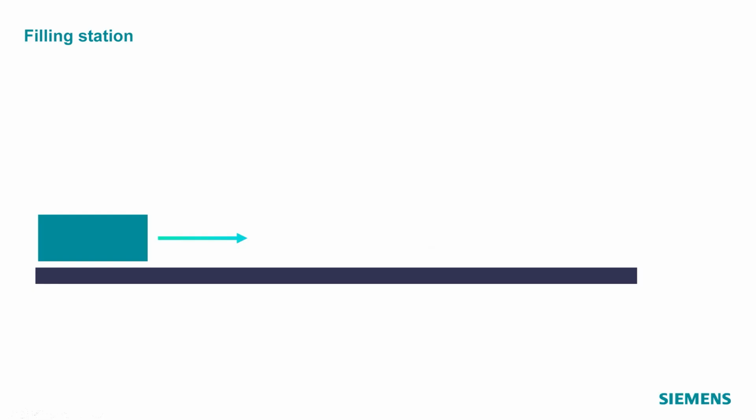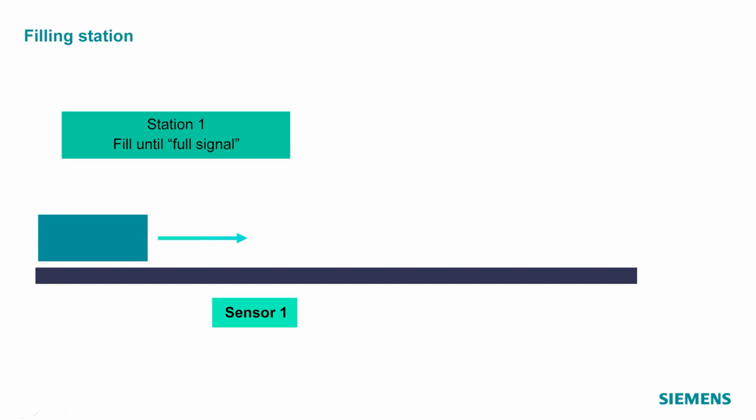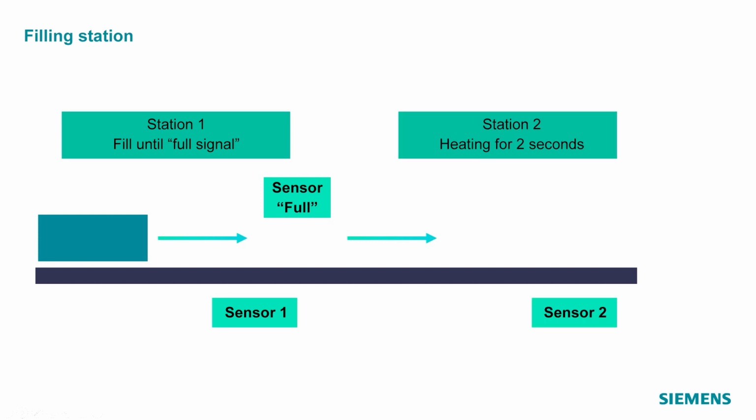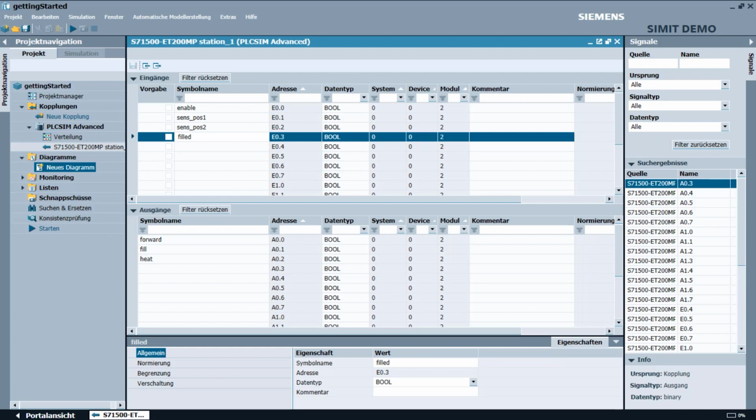Now the machine behavior is simulated in SIMIT. In this very simple application, a container is moved forward on a conveyor belt until it reaches the first position sensor. There, the container is filled until another sensor reports the signal full. Then the container moves on to a second position sensor and there the container is heated for 2 seconds. Then the conveyor belt continues until a new container arrives at the first sensor. This system is completely contrived and probably pointless, but we can see well from it how it works.